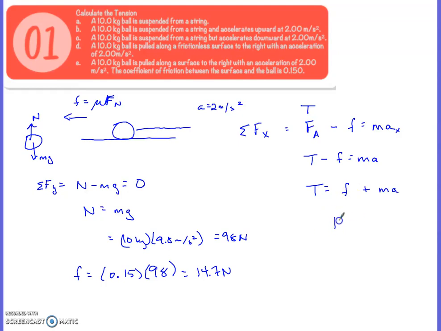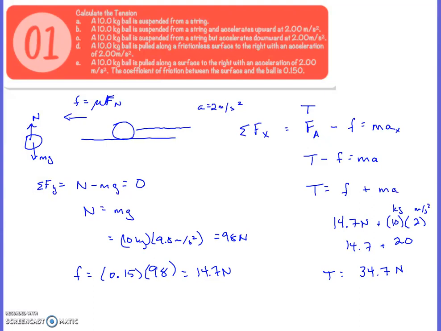And I've already calculated the frictional force is 14.7 newtons. And the mass is 10 kilograms, and the acceleration is 2 meters per second squared again. And so that's 20. And 14.7 plus 20 is 34.7 newtons. 10 plus 10 would be 24, so 34 is the tension. So that covers all 5 of those examples.